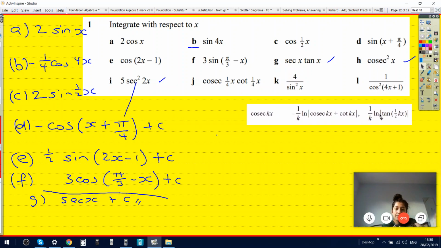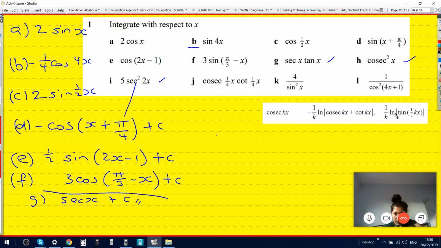Which one are we on? H? No. Well, H. This is I. No, H, yeah. H. Cosec squared x. Oh, that's cosec kx. Cosec squared x is the same as cosec x all squared.